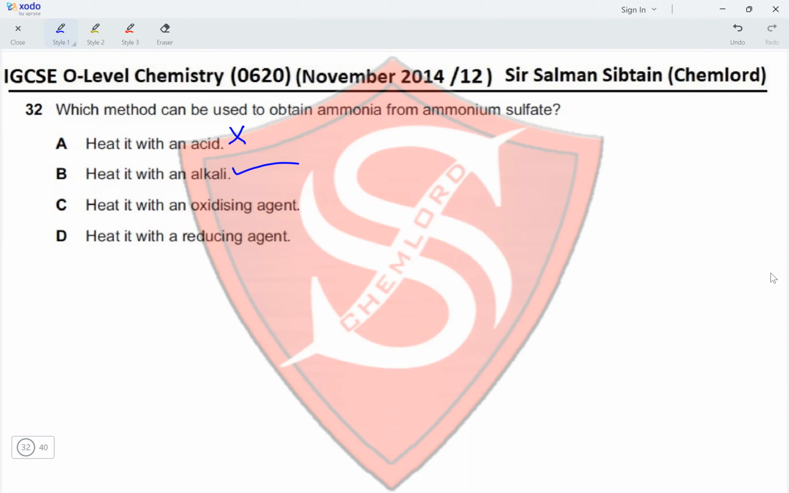Heated with an oxidizing agent? In ammonium sulfate and in ammonia there is no change in oxidation number, so it is not a redox reaction. So heating it with an oxidizing agent will have no effect. And the last one is heat it with a reducing agent. Just like the oxidizing agent, heating it with a reducing agent will also have no effect. So this makes option B the correct option for this question.